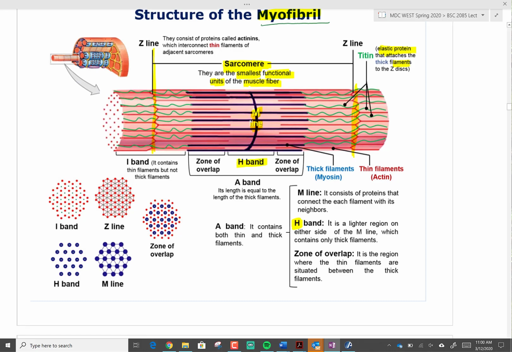The H-band. As the myosin and actin overlap, the H-band disappears. All you're doing is moving this actin all the way through here, so that band that is created here is no longer available. Okay? The I-band, as you get these things closer, this space right here is no longer available. So the H and I every time the muscle contracts get shorter and disappear.